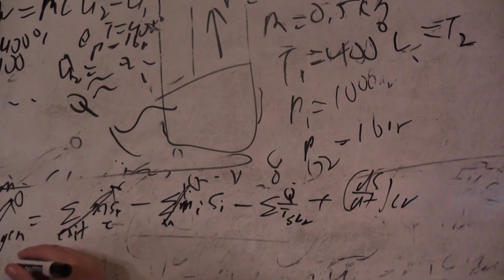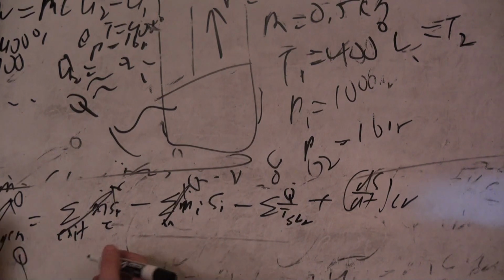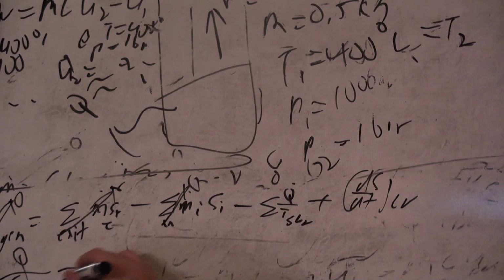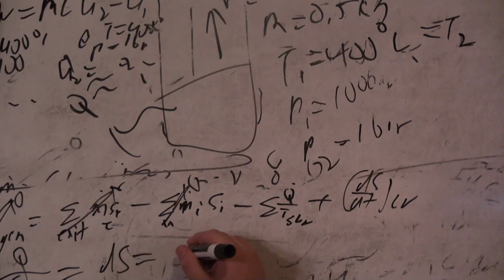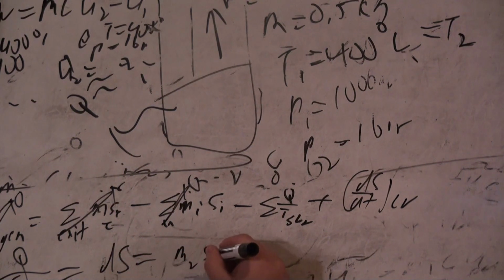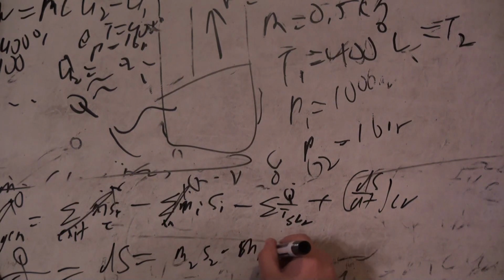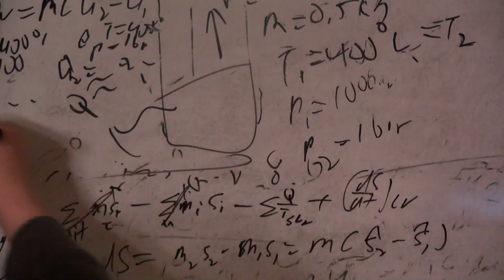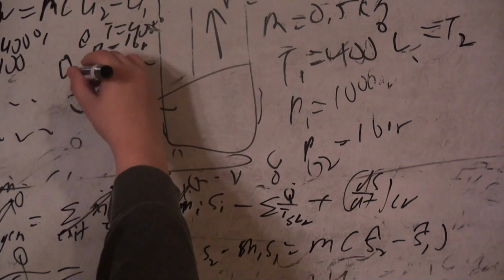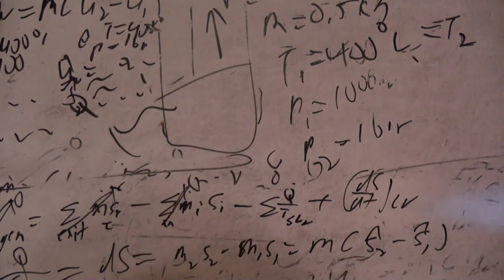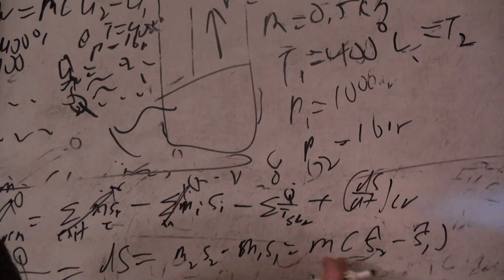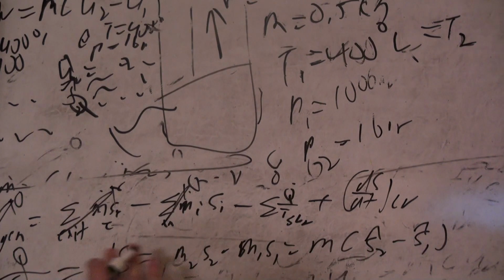So how does this simplify down? Again, I'm going to take away the time term, so I've got Q divided by T surroundings, and this is equal to capital DS, which is equal to M2 S2 minus M1 S1, which is equal to M delta S. So here I can also get S. I've looked this up, I have this value. That equals my Q divided by T surroundings.